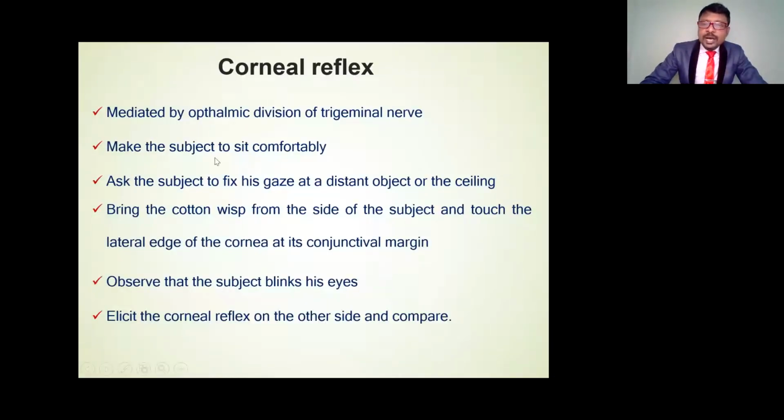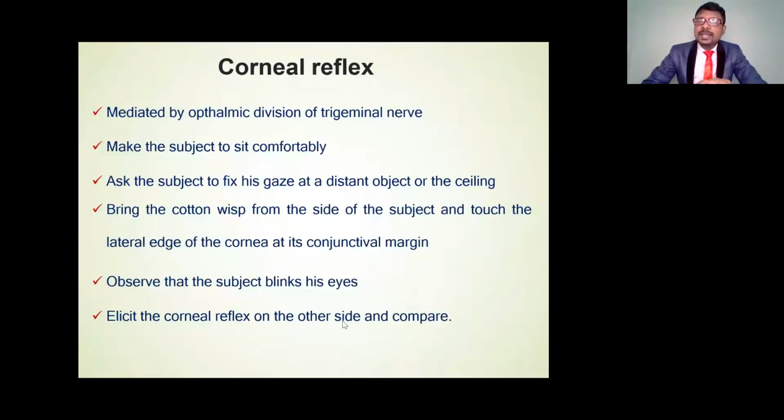Just now we discussed how to do the corneal reflex. We have to ask the patient to sit comfortably and look at one center point. The gaze should be stabilized. From the edge, we bring the cotton swab. If they look straight and you irritate the cornea, they are going to get a blink movement. That is the normal response. If they are not getting the response, it may be pathological, so we have to find out where exactly they are having the problem.